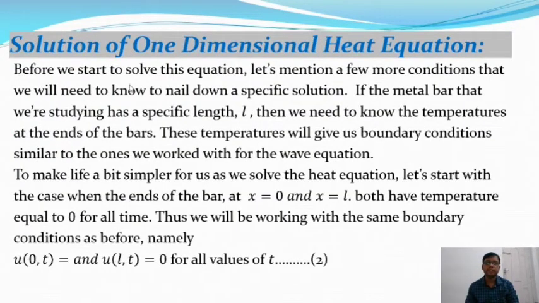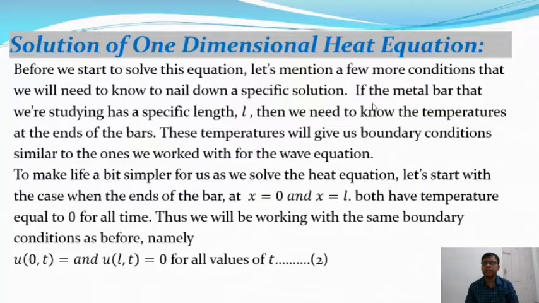So before we start to solve this equation, let's mention a few more conditions that we will need to know to nail down the specific solutions. Okay. In the heat equation, the general form is del u del t is equal to c square into del 2u del x square. And there are some initial conditions here.